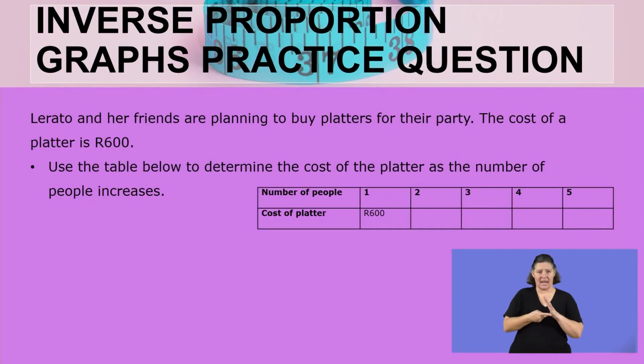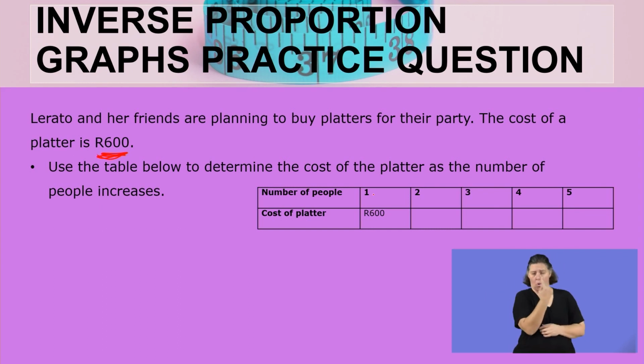Welcome back. The next example. Lerato and her friends are planning to buy platters for their party. The cost of platter is 600 rand. Use the table below to determine the cost of platter as the number of people increases. Remember, the cost is 600 rand.